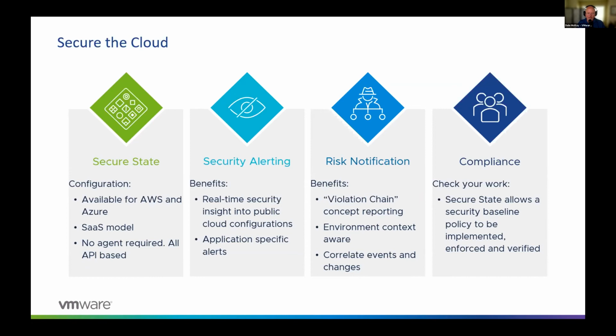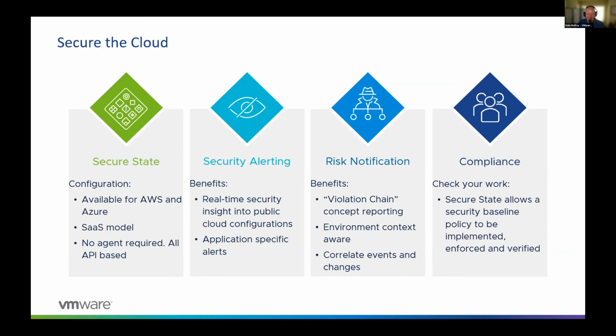But when I combine them together and think about a permissions issue situation and an access situation, if I had someone's permissions misconfigured, but they didn't have access, I wouldn't have an issue. Or vice versa, if someone had an access misconfiguration, but their permissions were correct, then I may not have a problem. But if I had both of those incorrectly configured, now I've got a problem. So that's the violation chain that we're talking about when we talk about Secure State.